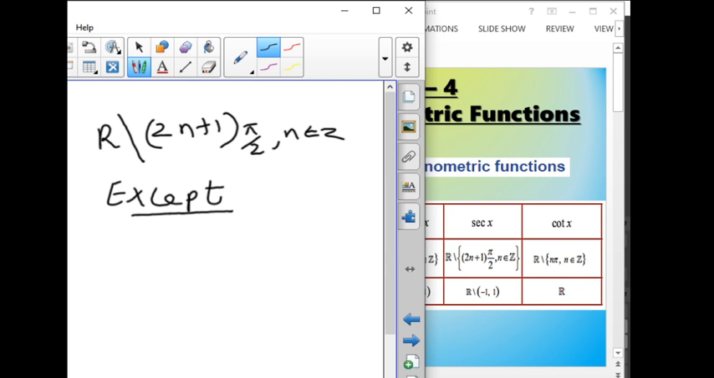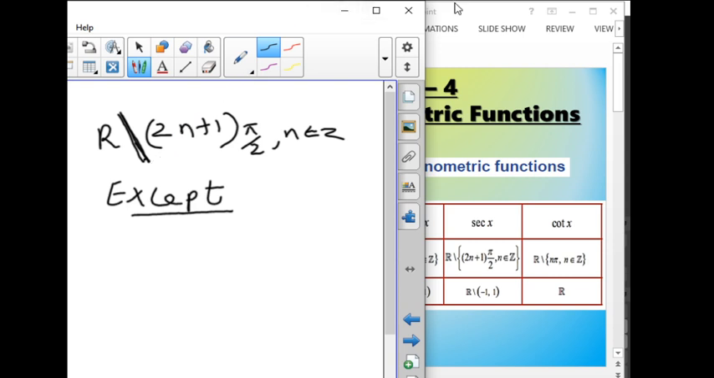So, from R we have to remove 2n plus 1 into pi by 2. That is, when you give n equal to 0, it is pi by 2. When you give n equal to 1, 3 pi by 2. When n is equal to minus 1, we get minus pi by 2. Okay, goes on like that. So, multiples of pi by 2 should be removed from R. So, that gives us the domain of tan x. So, all of you can understand the meaning of this slash. Okay, so this slash represents except.